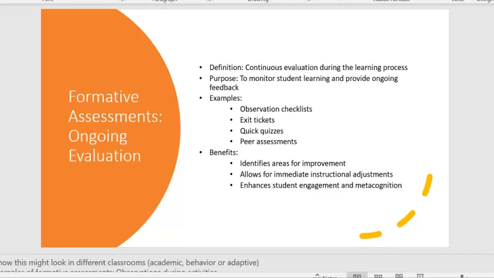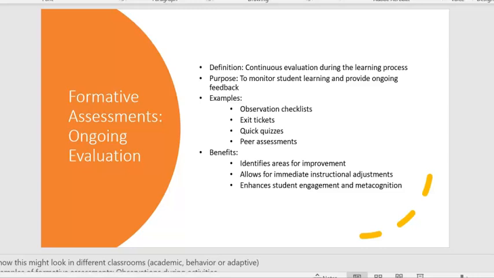Moving on to formative assessments, they are an ongoing evaluation. So the definition of formative assessments is continuous evaluation during the learning process. The purpose of formative assessments is to monitor student learning and provide ongoing feedback.